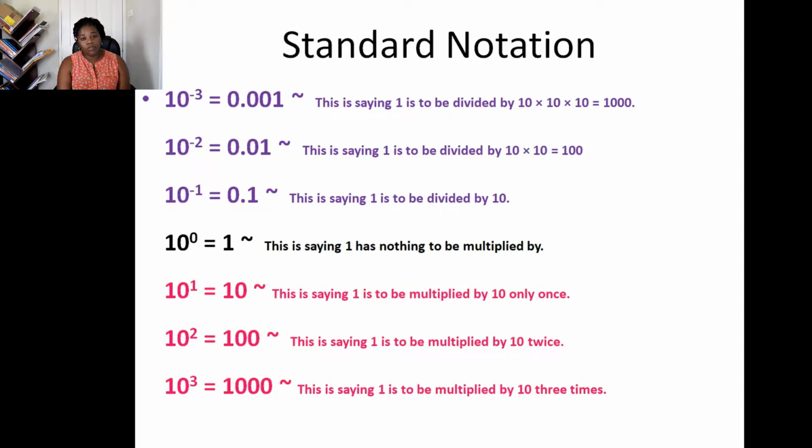10 to the 1 is equal to 10. This is saying 1 is to be multiplied by 10 only once. 10 to the 2 is equal to 100, and this is saying 1 is to be multiplied by 10 twice. 10 to the 3 is equal to 1,000, this is saying 1 is to be multiplied by 10 3 times.